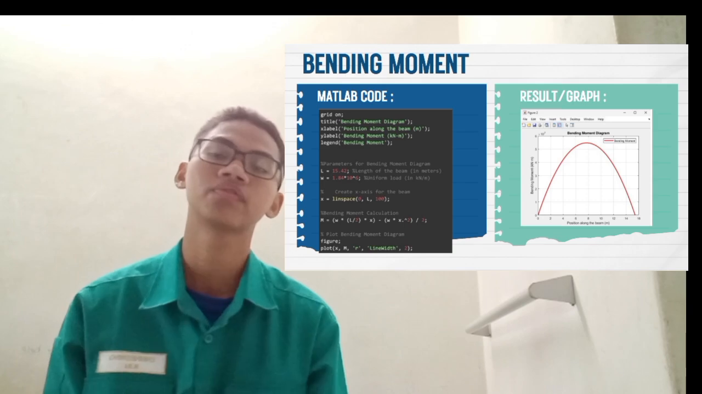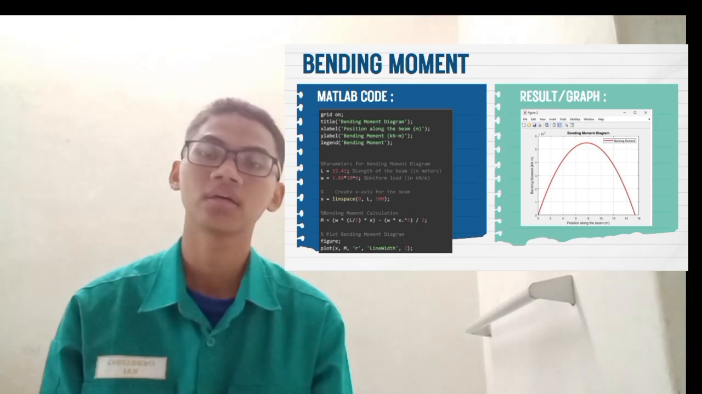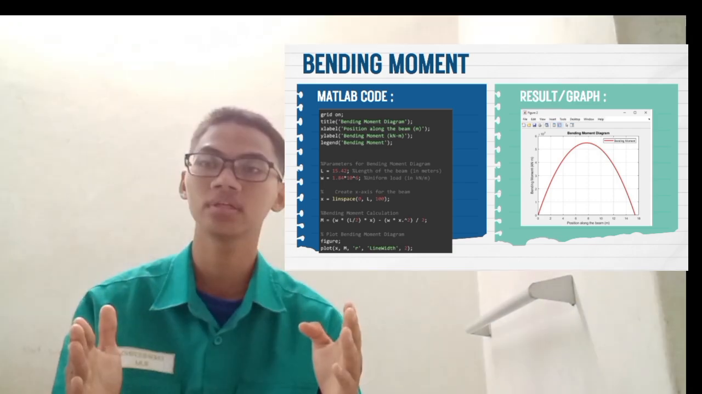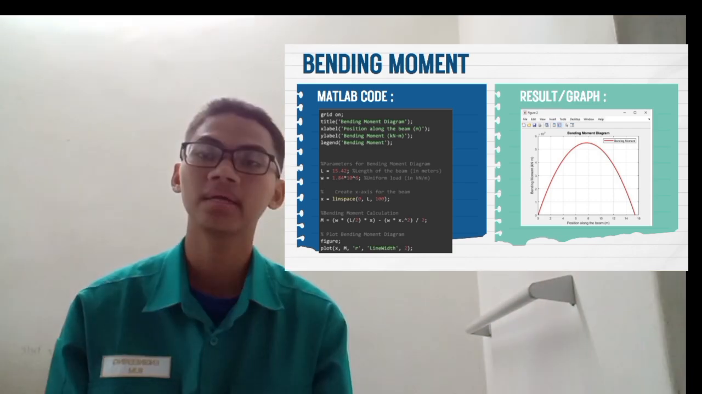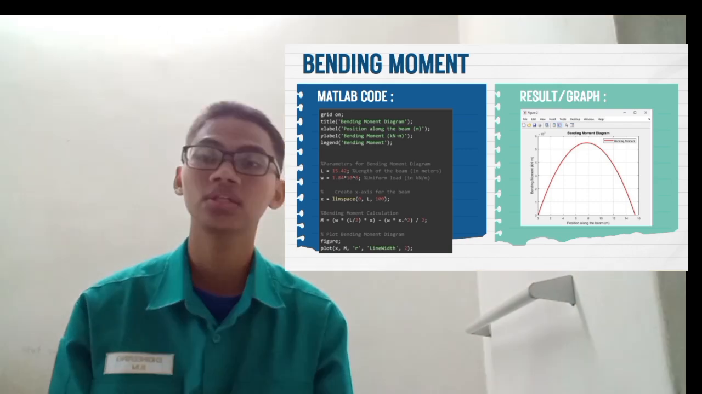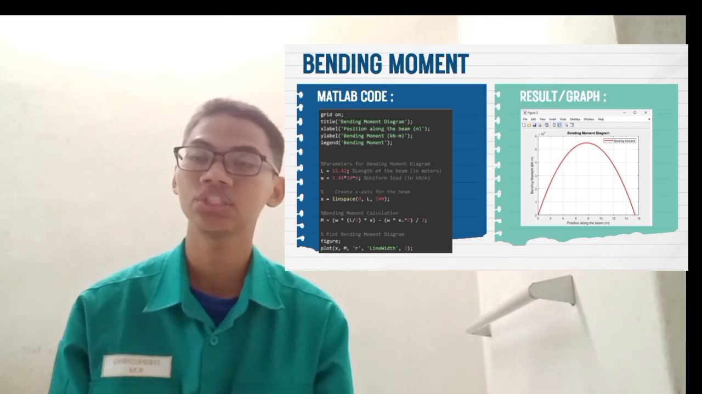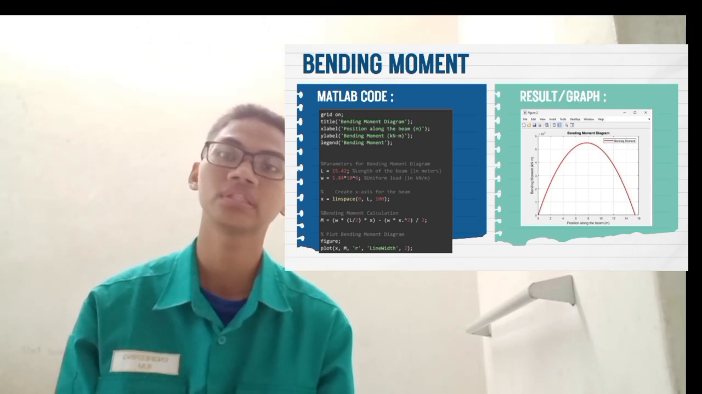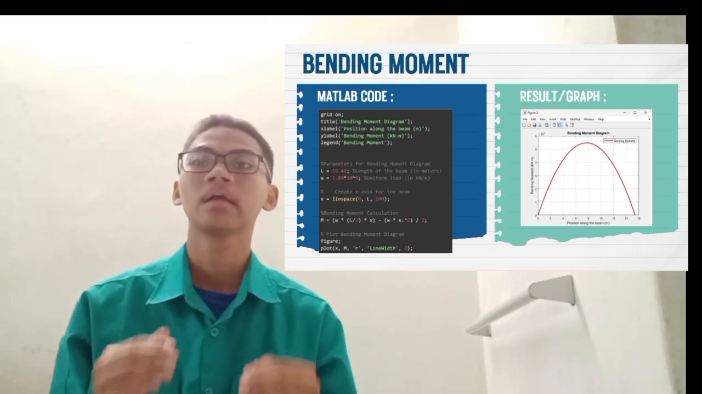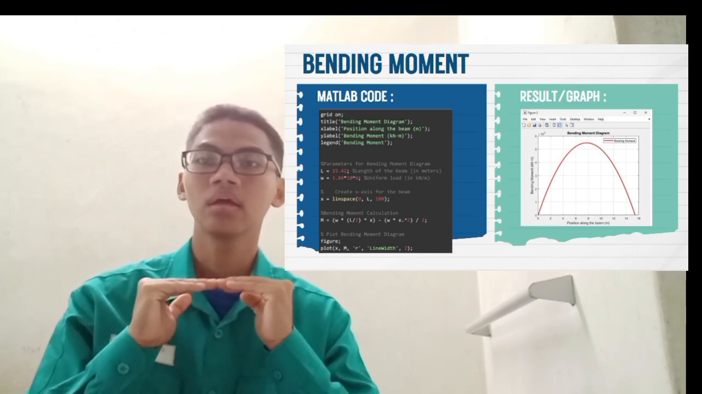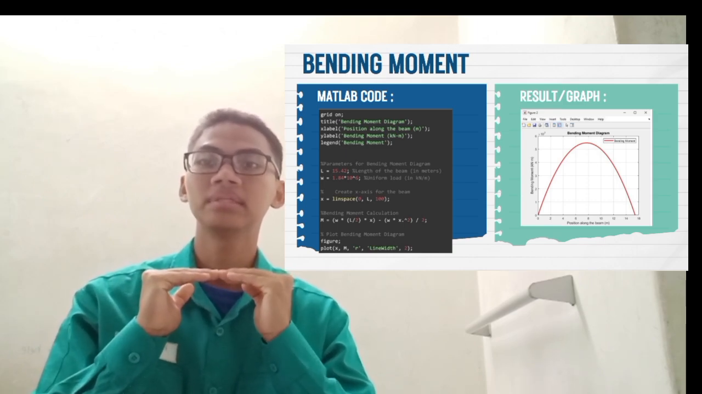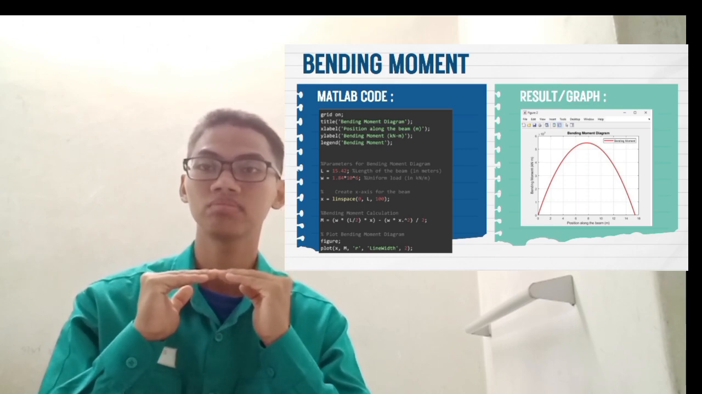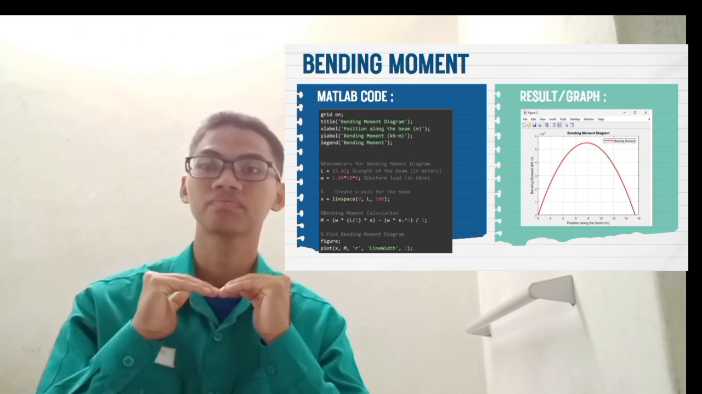And here we get the graph from the code. From the graph you can see that at the beginning and the ending of the beam, the bending moment is 0. However, in the middle of the beam, the bending moment reaches a maximum of approximately 5.5 times 10 to the power of 7 kilonewton meter, which means the middle of the beam creates the biggest displacement from the origin with the biggest bending moment.